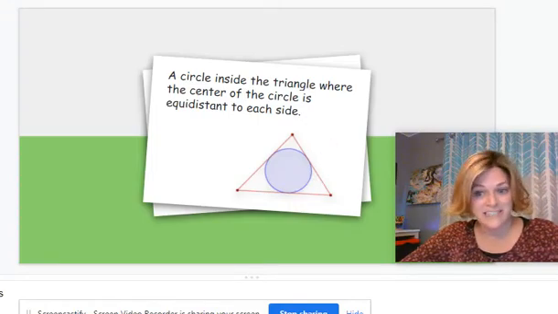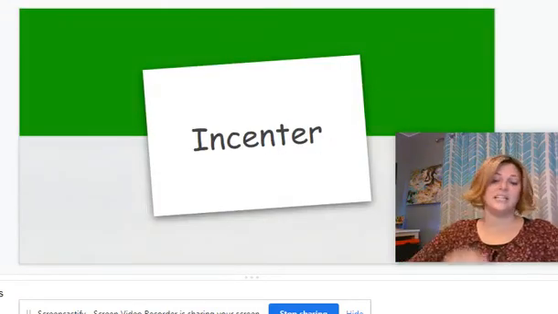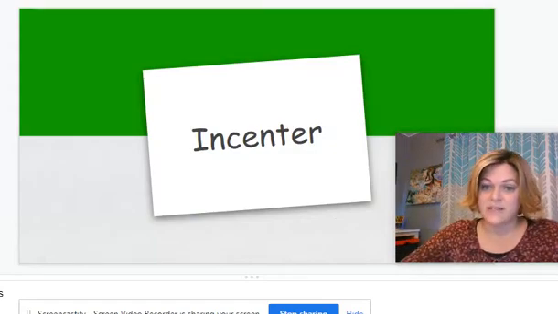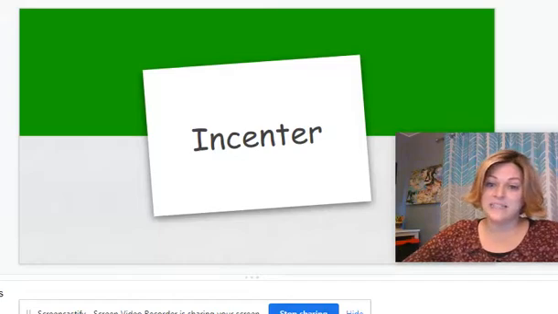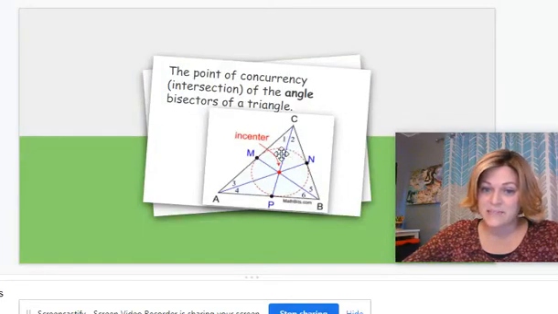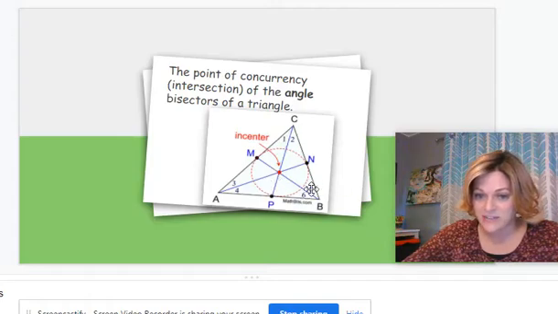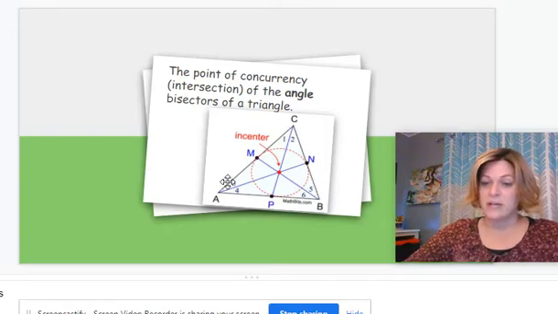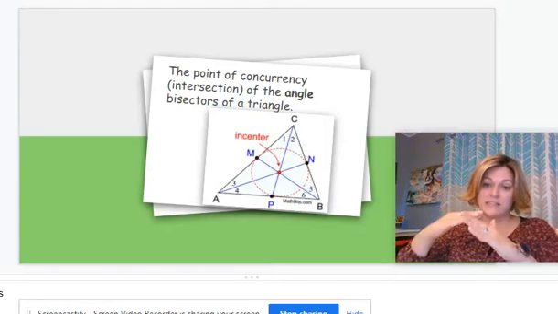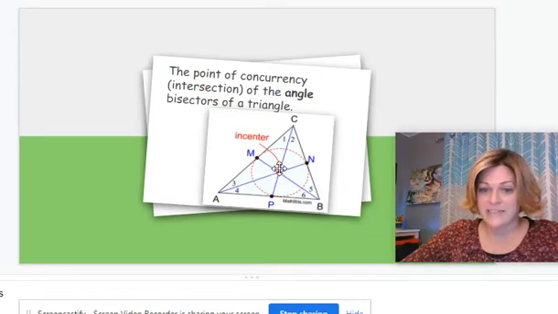And that center has a name. That point of intersection is the incenter. So this triangle that has the circle on the inside, that center point is called the incenter. And it is the point of concurrency where all three angles get bisected. So look at these angles. These, 1 and 2, are congruent. 5 and 6 are congruent, 3 and 4 are congruent because they're cut in half. So the angle bisectors come together and they create the incenter.